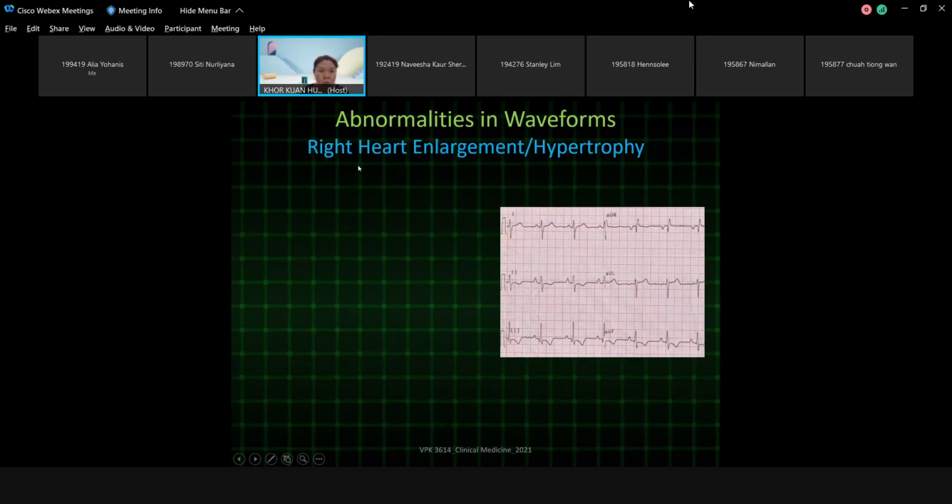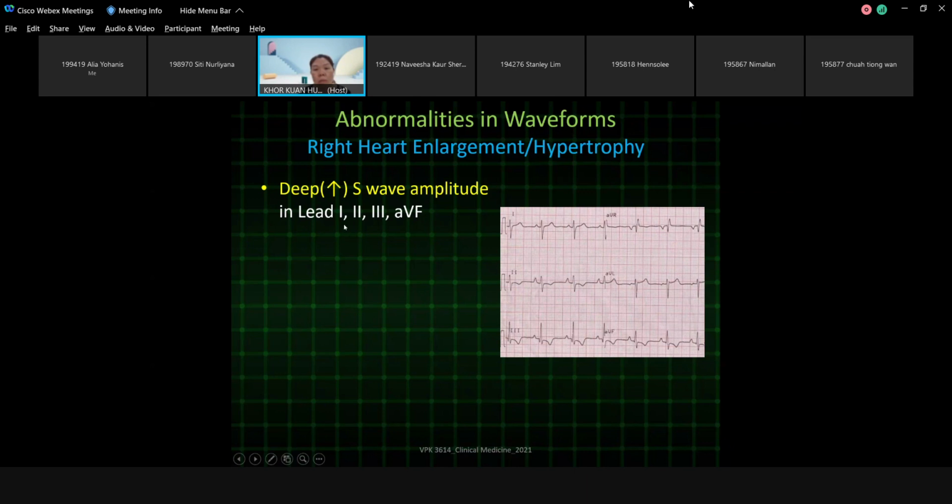Okay, let's go on to right heart enlargement or hypertrophy. If there's right heart enlargement or hypertrophy, they tend to have a deep S amplitude. So meaning this one lah. So this one is P, Q, R, S. See? Very deep, right? And then you can see it's negatively deflected of the T wave. Even when it goes up, it doesn't reach the normal isoelectric plane. So it's a very deep S wave.